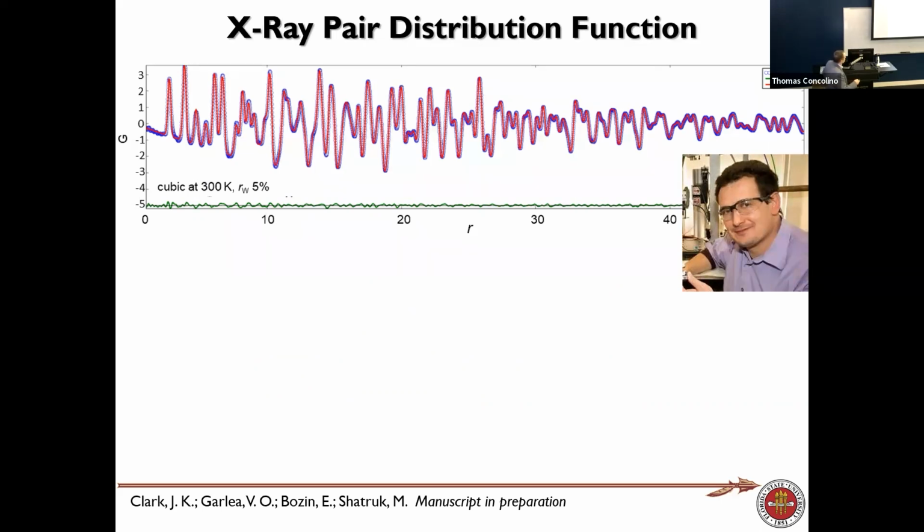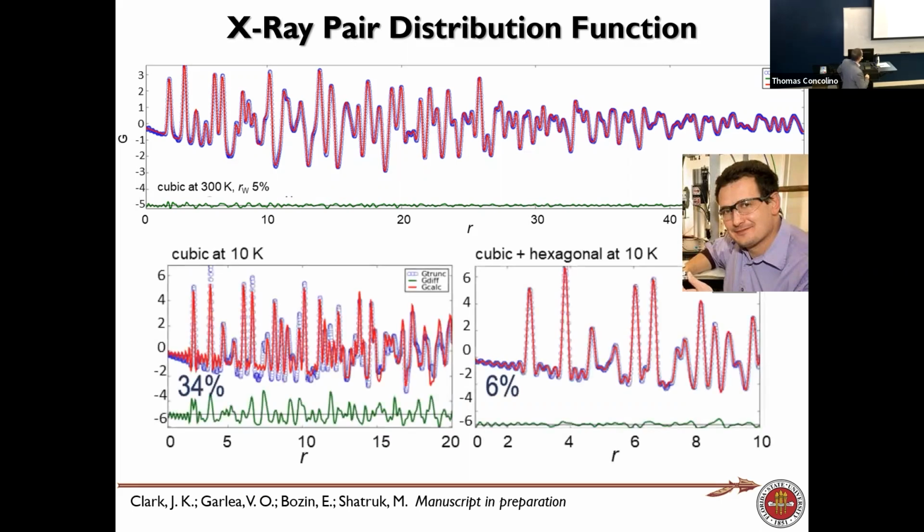The fit is excellent all the way to 50 angstrom, and there's no problem with the PDF. But then we decrease the temperature. Right? So here's the PDF, where the fit is cubic at 10 Kelvin. We get only a 34% agreement factor. But when we fit it as a two-phase mixture at 10 Kelvin, the agreement factor is much better.